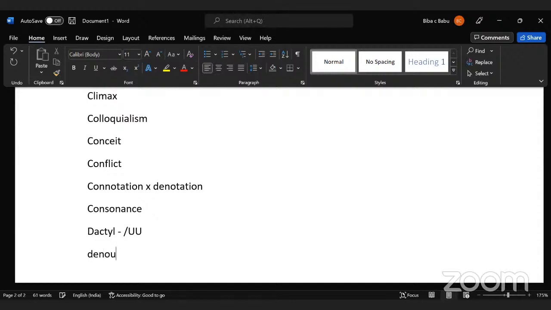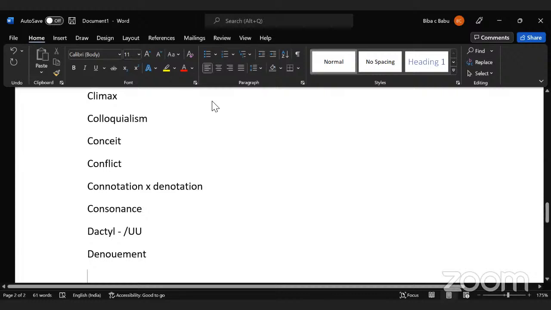Next is denouement. Denouement is a resolution of the conflict. I said there will be a conflict, and denouement is the resolution. When the conflict is resolved, it is called a denouement. The resolution of the conflict after the climax is called denouement.